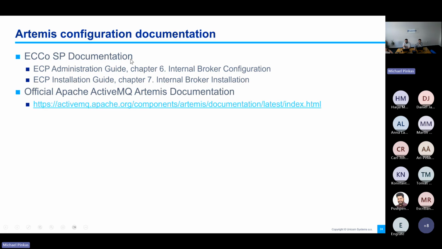Next, we had the documentation chapters. What needs to be mentioned, in our documentation, the ECP installation or administration guides, we have only chapters related directly to the ECCo components, and the official ActiveMQ Artemis documentation can be used to configure the program in detail. In our documentation, we do not describe, for example, the address settings that we have gone through multiple times. We are not describing all the properties that you can put there.